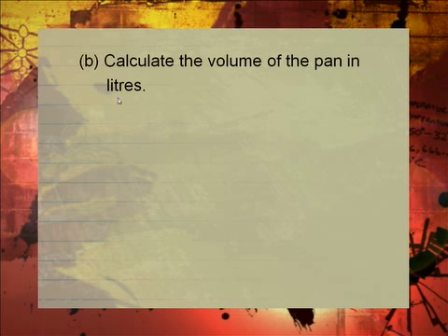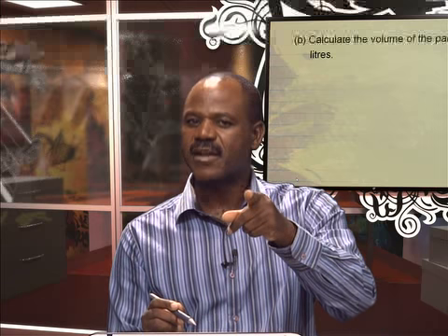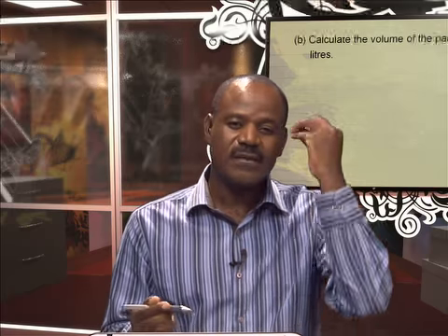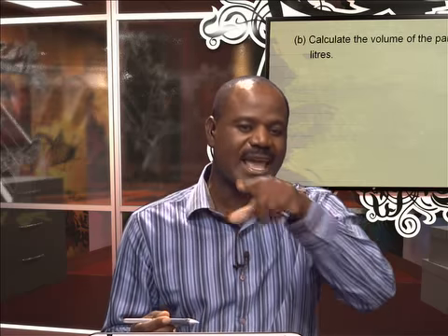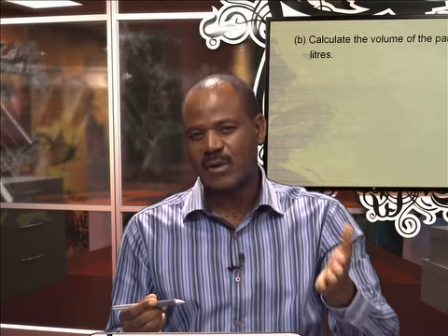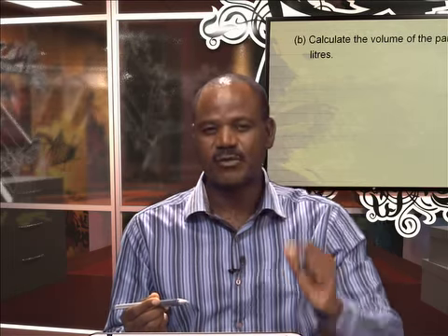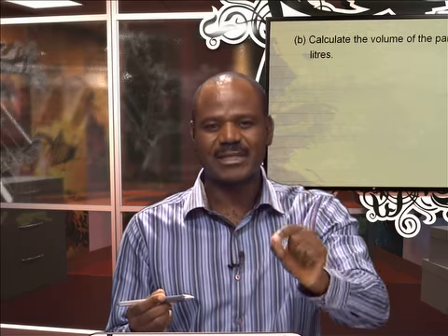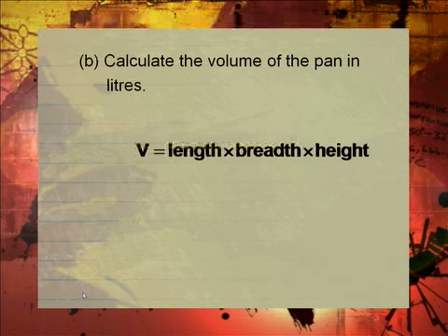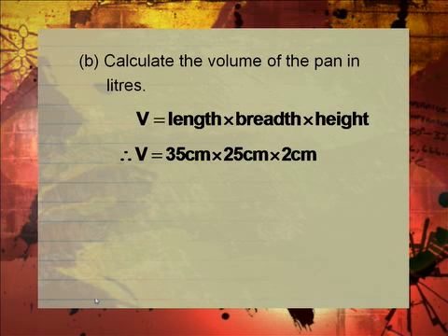Right. Calculate the volume of the pan in liters. Guys, the volume of the pan. Look at the shape of the pan. Even if we don't give you the formula, the shape is like a box, like a rectangular prism. Our pan is in the form of a rectangular prism. We're saying length times breadth times height. That is the volume. Let's have a look. We already know the dimensions there. Plug them in. Calculator work.